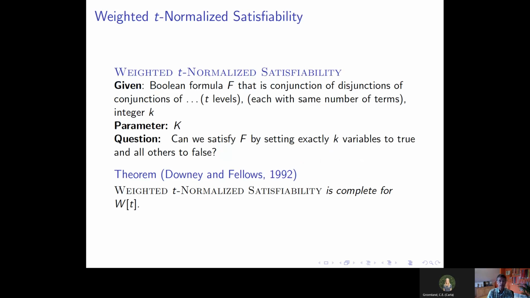So what is weighted t-normalized satisfiability? We are given a Boolean formula, which is a conjunction of a disjunction of a conjunction of a disjunction, etc., where we have t levels.